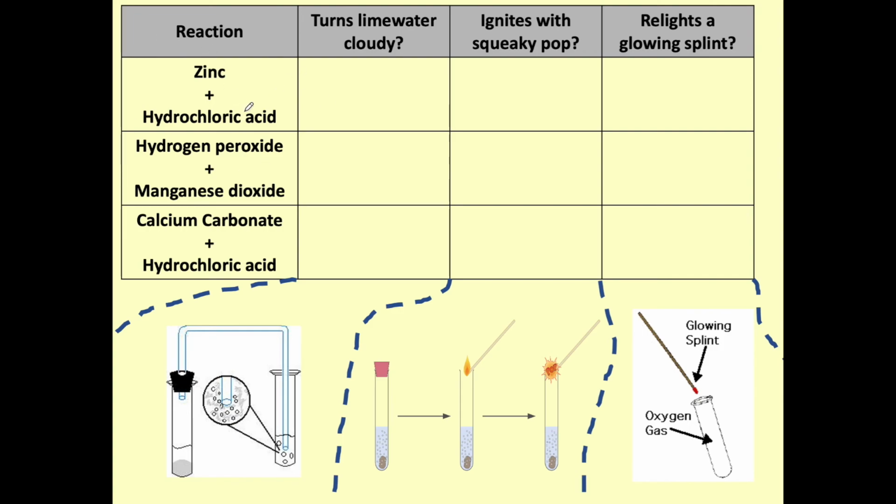So zinc and hydrochloric acid, so this is a metal plus acid reaction, and so we end up producing hydrogen gas, and therefore we're expecting it to ignite with a squeaky pop when we present it with a lit splint. Our hydrogen peroxide, use of a catalyst, this decomposes our hydrogen peroxide into oxygen and water, and so here we would expect it to relight a glowing splint because our oxygen gas completes the fire triangle and therefore relights it.